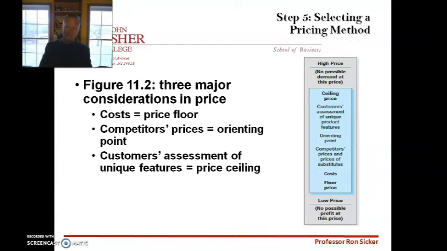Then step five is selecting a pricing method. And there's many different types of pricing method. Obviously, everything starts with cost. So you've got to take a look at the cost of your product. And then you take into consideration pricing methods like floor pricing, competitors pricing, everyday low pricing, price quality types of references, all those types of things.